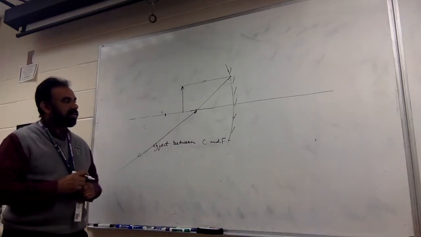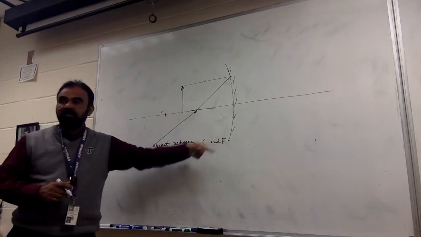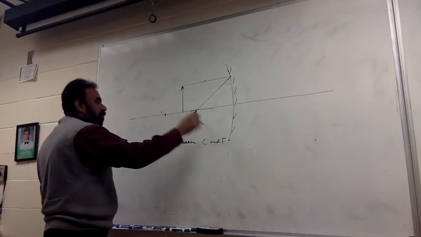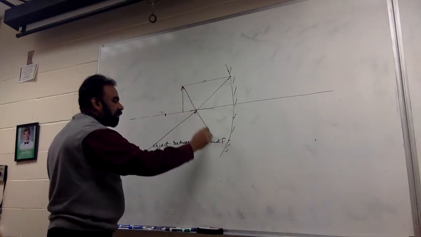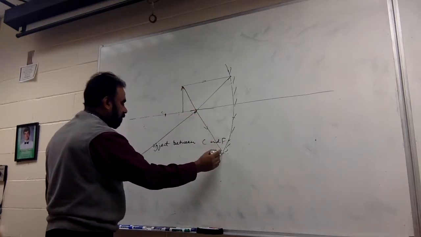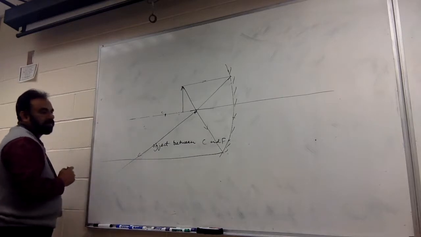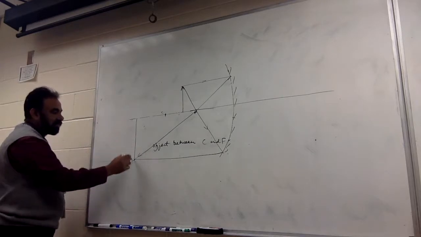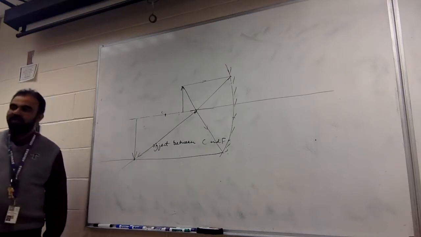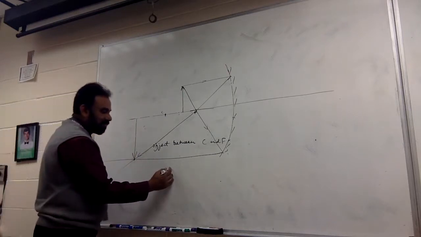What's the other ray that you can draw? A ray that goes through the focus will be rendered parallel. So a ray that goes to the focus will be rendered parallel. Where's the image formed? Right there. What are the characteristics of the image?